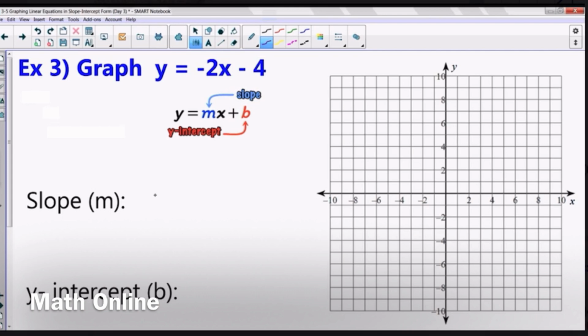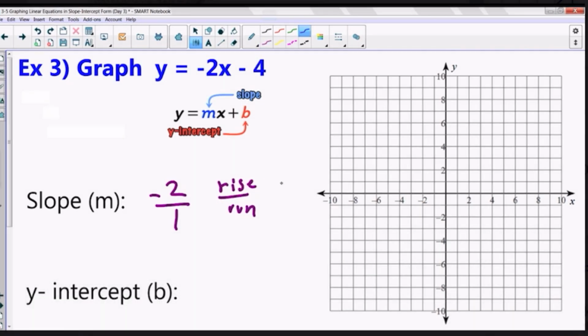So slope m, we know that the slope is always in front of the x, so in this case it's negative 2. And remember what I said, I want you guys to write the slope as a fraction. So negative 2 can be written as a fraction by writing negative 2 over 1. And I want you to relate the slope with rise over run, because the slope is represented by rise over run, or m equals rise over run. If you remember, we talked about the behaviors of the rise and the behaviors of the run. The behavior of the rise is moving up or moving down.